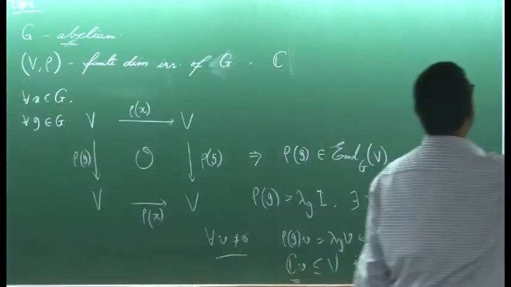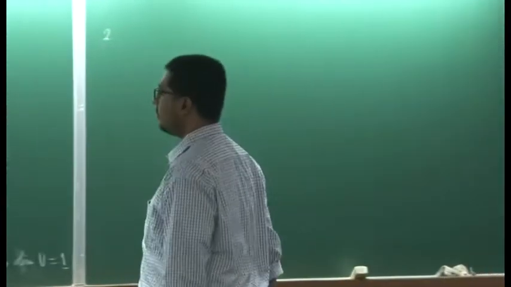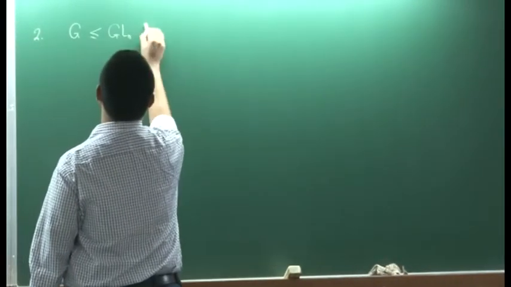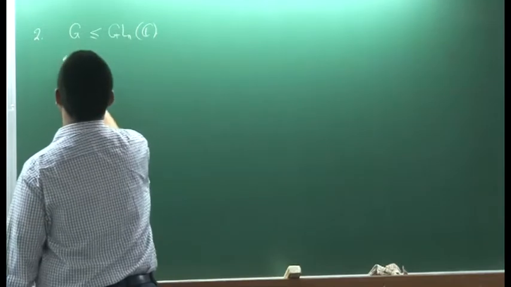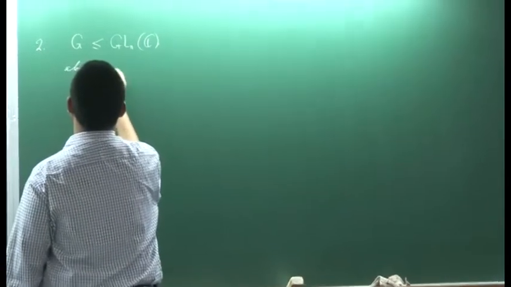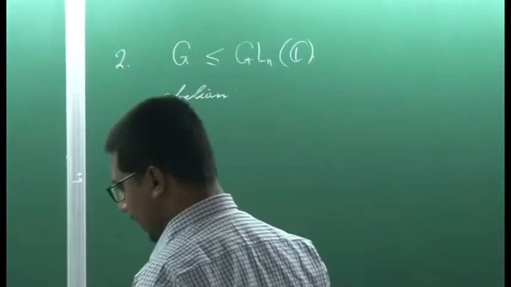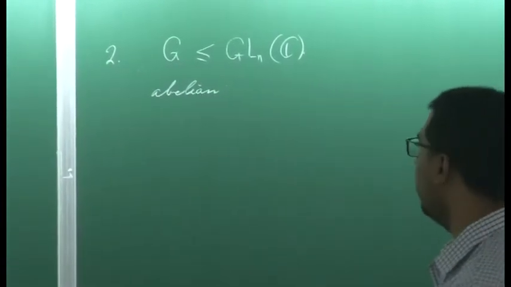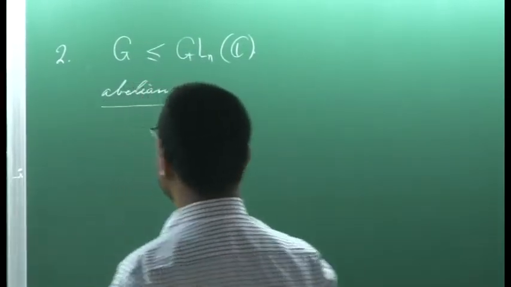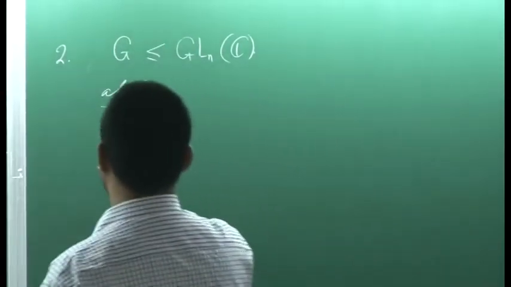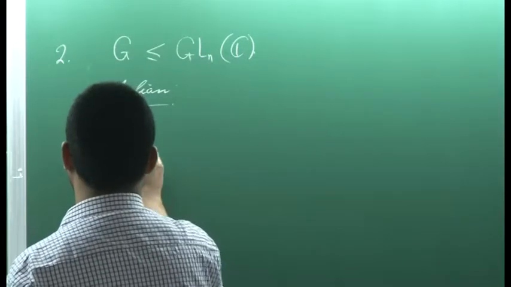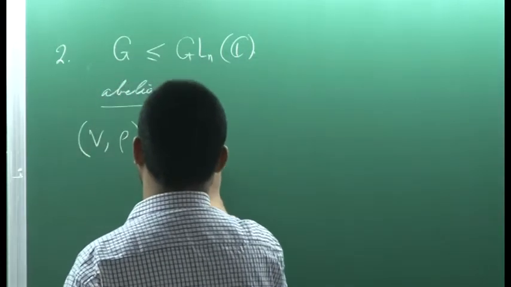Next, let us come to the second corollary. As an immediate consequence of this, let G be a subgroup of GL_n(C), an abelian subgroup. Again, I do not care whether this group is finite or not, this is some abelian subgroup. Then what do we see? Let (V, rho) be a representation of G.